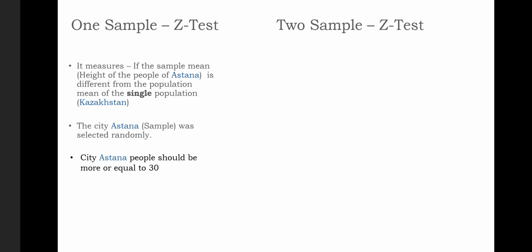Now look at one more thing we have to learn about the one sample Z test and two sample Z test: the number of Astana people should be 30 or more. You cannot take fewer than 30 people, otherwise that test is not recommended. One more thing a one sample Z test needs is that you must know the Kazakhstan people's height standard deviation. It means Kazakhstan was a population, so the population standard deviation is a must in a one sample Z test.